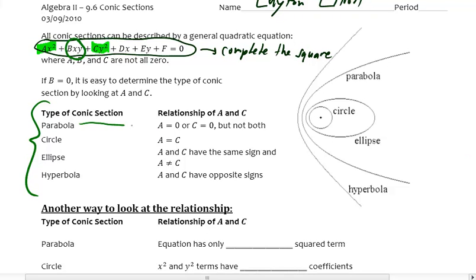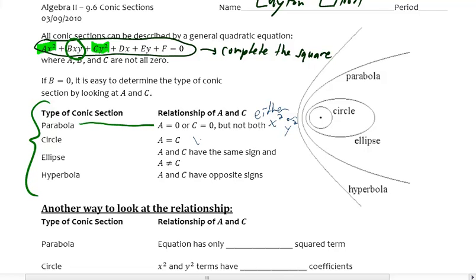For a parabola, what that means when it says a is equal to 0 or c is equal to 0, but not both. And again, these are capital letters. We're not talking about our lowercase ones. But if not both, this means we have either x squared or y squared, which is what we set up at the top.